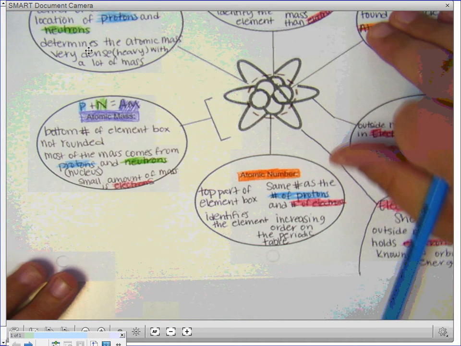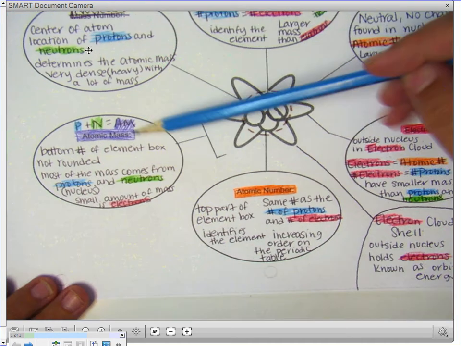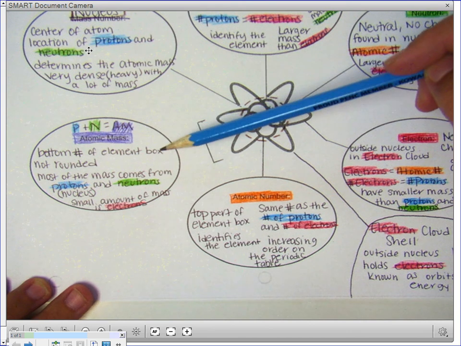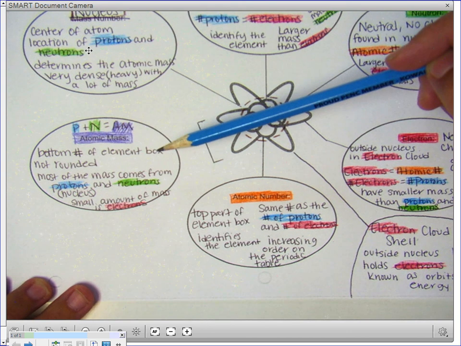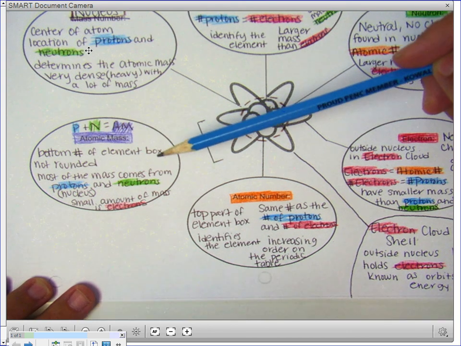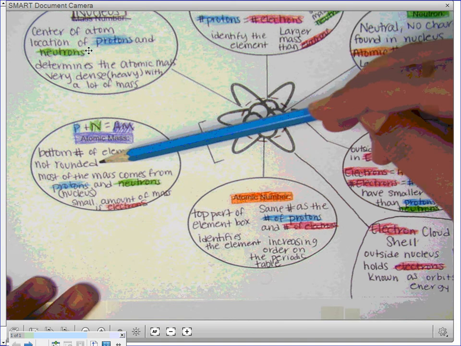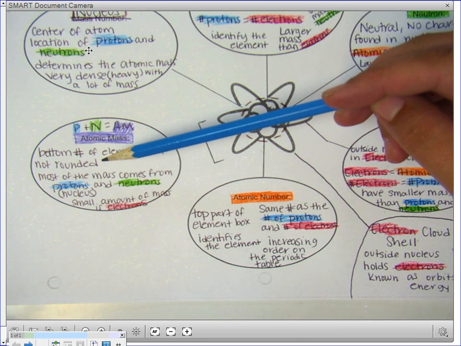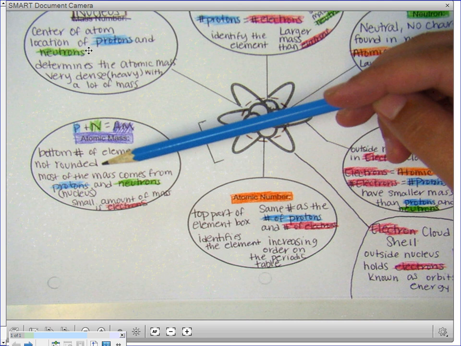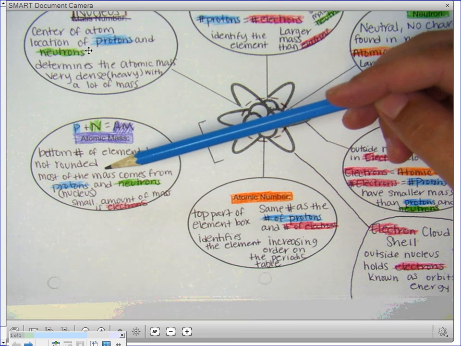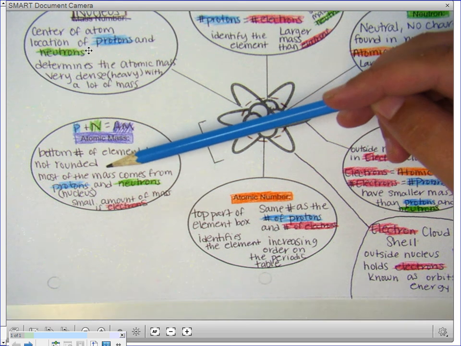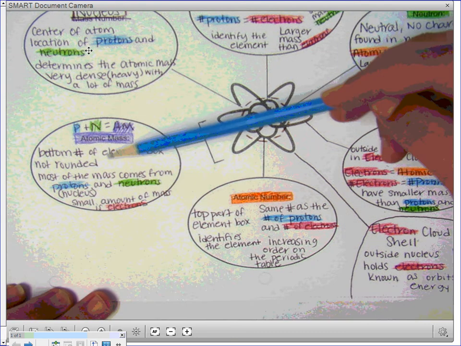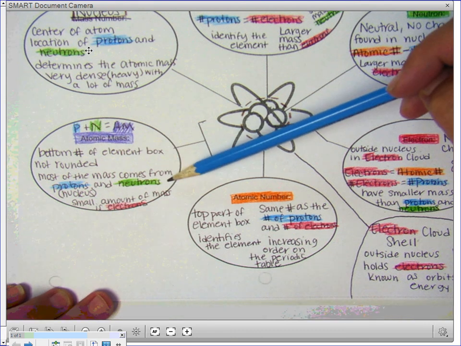Alright, so we're going to scoot on over to atomic mass. Atomic mass is the bottom number of the element box. Now, chances are it's going to be a decimal. What's super important is that that decimal is not rounded. You want that decimal to be long. Do not round it to the nearest tenth or hundredth like Ms. Davis or I will tell you in math class. Keep it going on. Now, most of that mass comes from the protons and the neutrons.